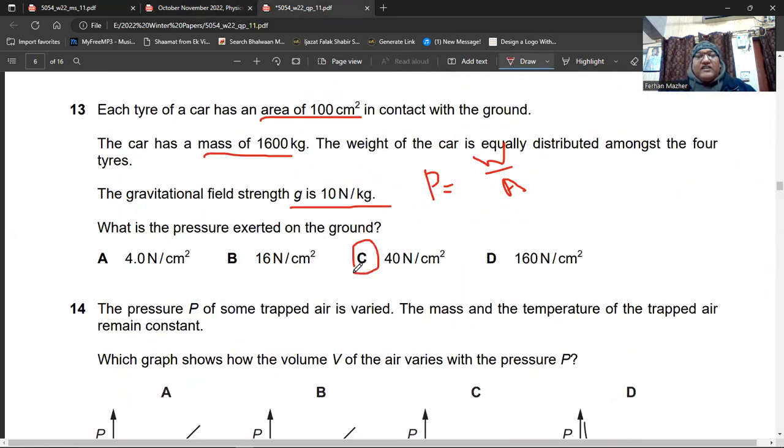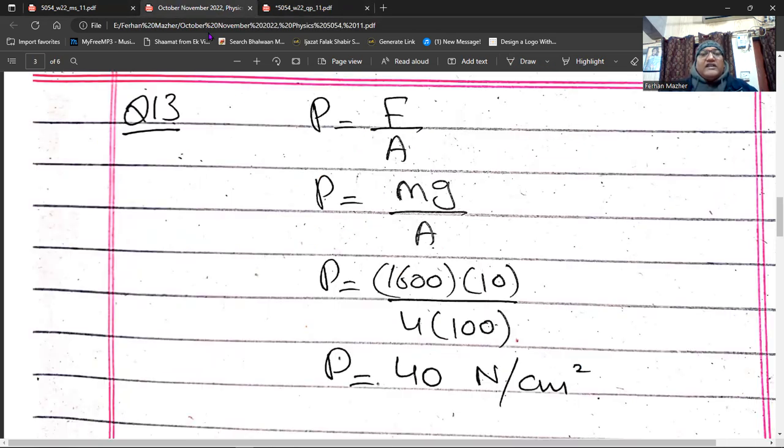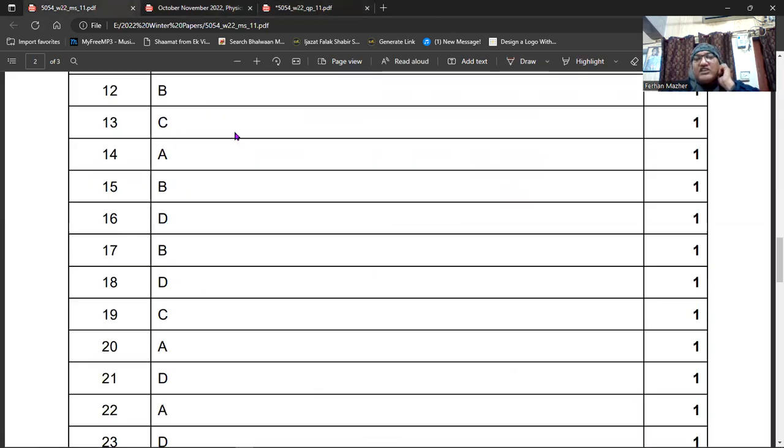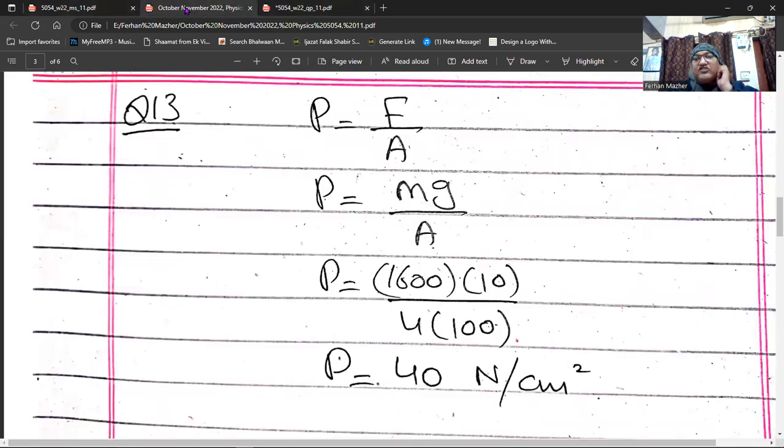So I think C is the right choice. Question number 13, C is the right choice, sir. This is how you solved it.